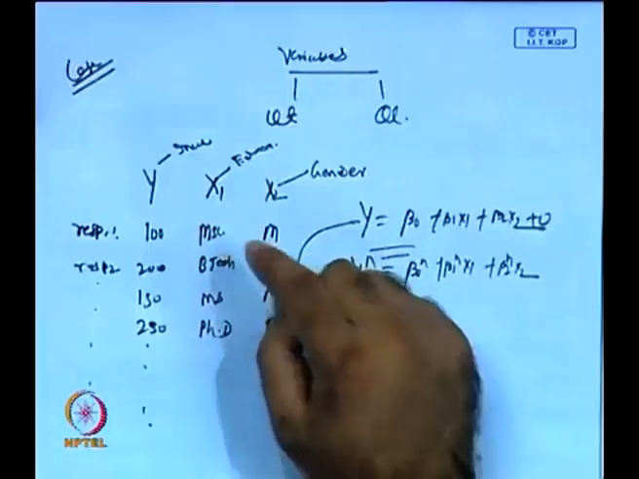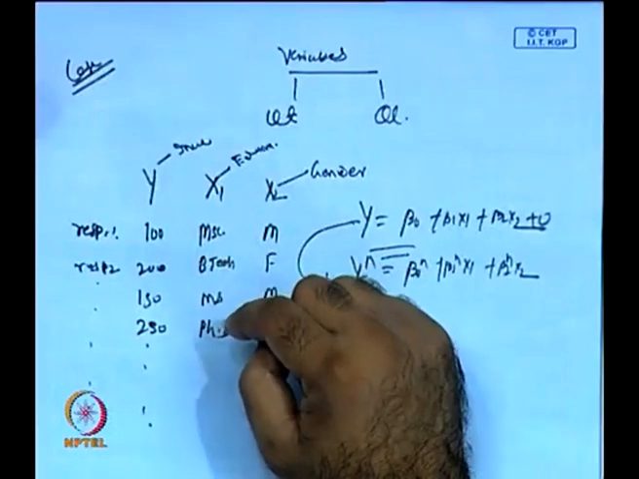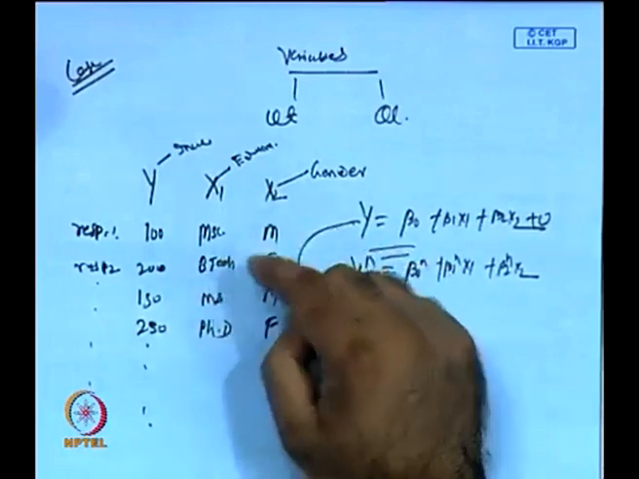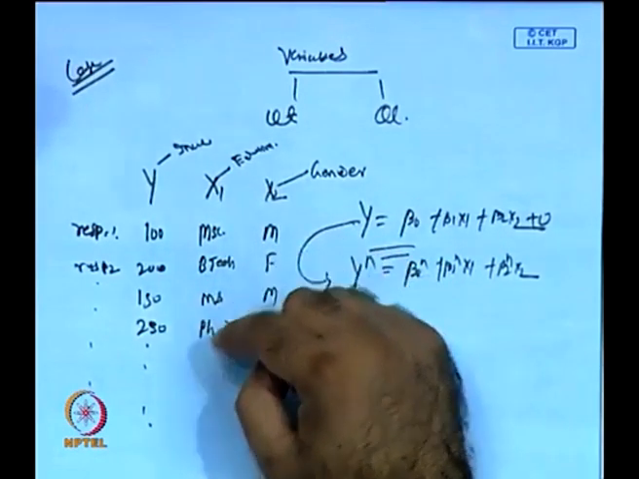Similarly, education also. There are 4 degrees here, so I will put 1, 2, 3, 4: 1 for MSc, 2 for BTech, 3 for MS, 4 for PhD. Then accordingly I replace all MSc with 1, all BTech with 2, all MS with 3, all PhD with 4. Then you have transferred it into quantitative information. After that, estimation is as usual, the standard process which we discussed long back.